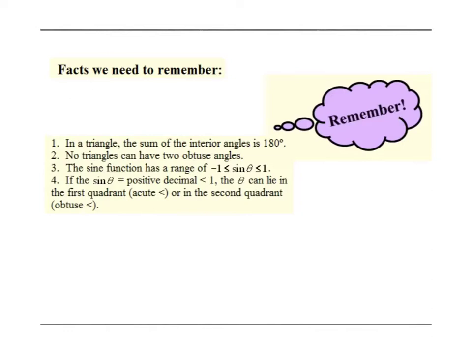These are some things that we need to remember. And this is stuff from geometry that you should still remember. The sum of the interior angles of a triangle is 180. No triangle can have two obtuse angles or two right angles for that matter. Third, the sine function has a range between -1 and 1. What that means is that if I had the sine of an angle A, that ratio is going to have to be between -1 and 1, or you get an error on your calculator. And angle A could be in degrees or radians.